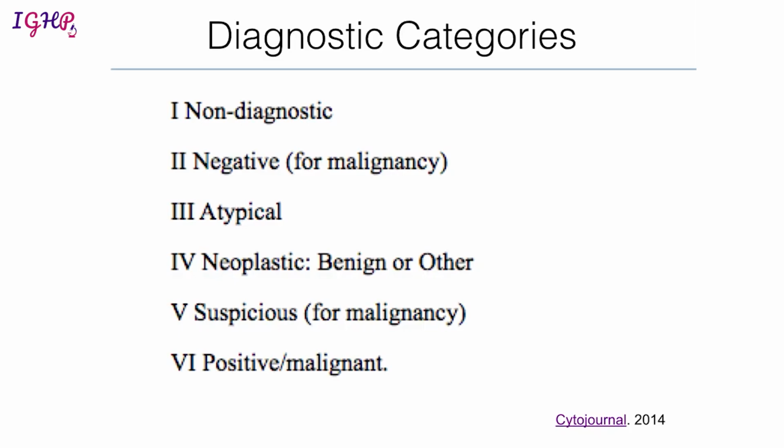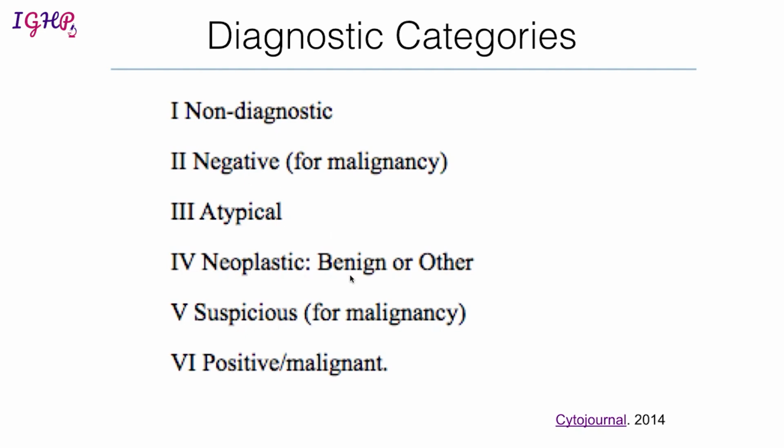Once we have seen the different things that could be diagnosed in the pancreas, what are the diagnostic categories that are used for the different lesions in the pancreas? The diagnostic categories are: 1, non-diagnostic; 2, negative; 3, atypical; 4, neoplastic; 5, suspicious; and 6, positive or malignant.